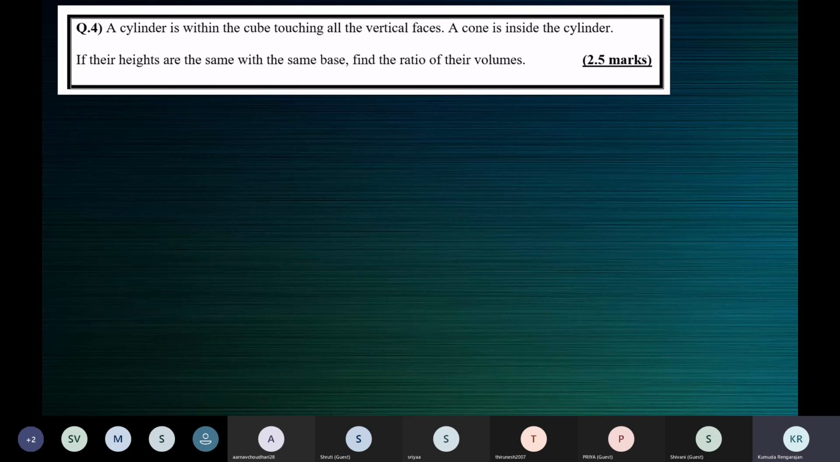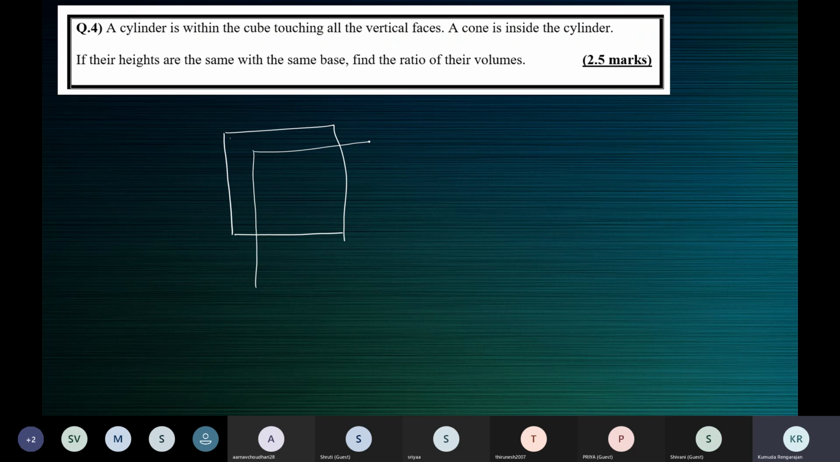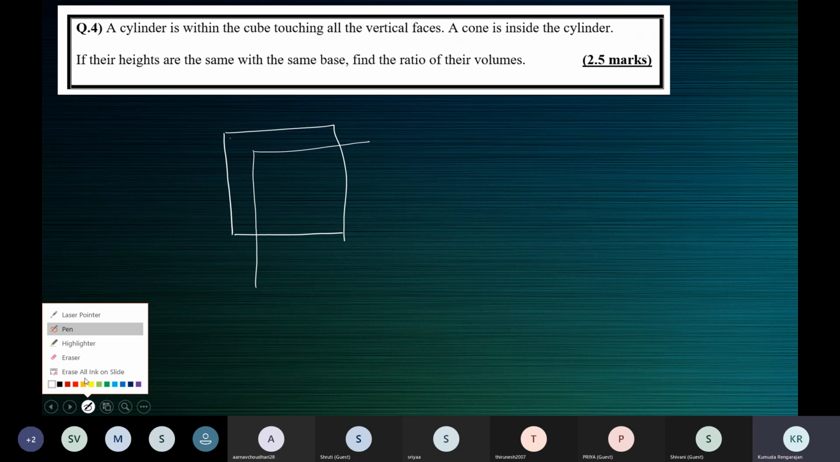Cylinder is within a cube, touching all the vertical faces. A cone is inside the cylinder. If their heights are the same, with the same base, find the ratio of their volumes. Oh, I'm sure I won't be successful in drawing it. I'll just give it a shot.